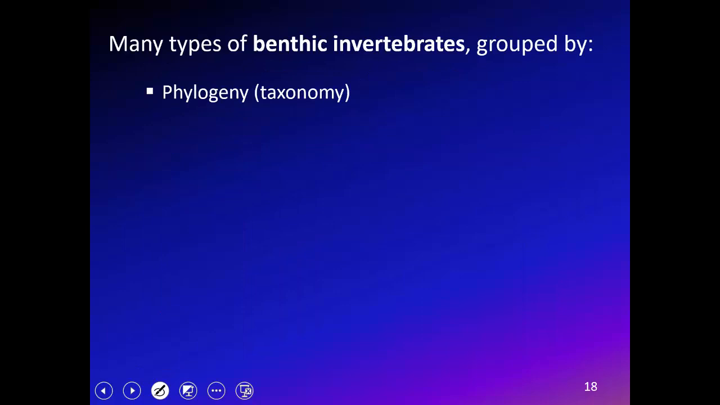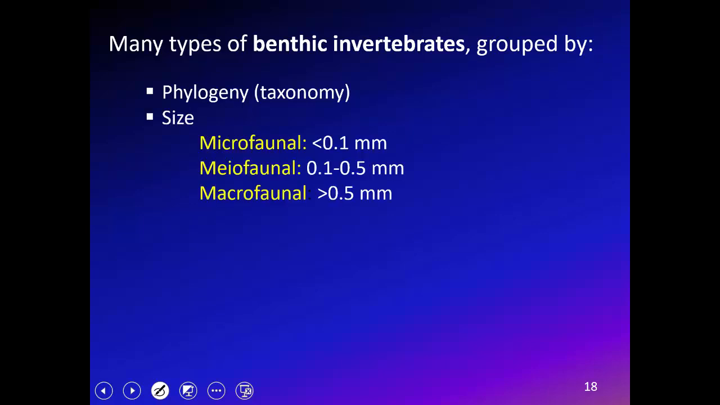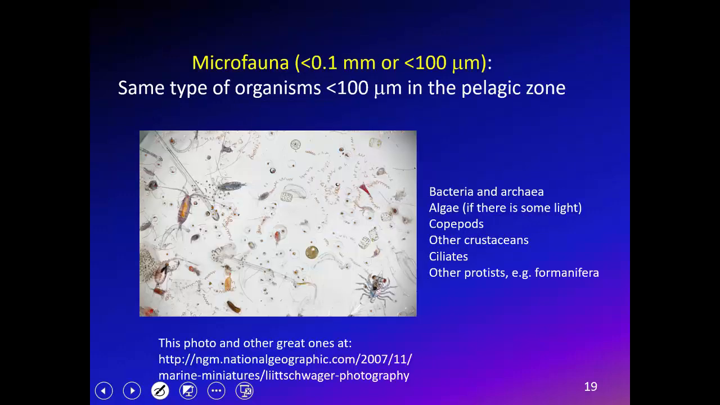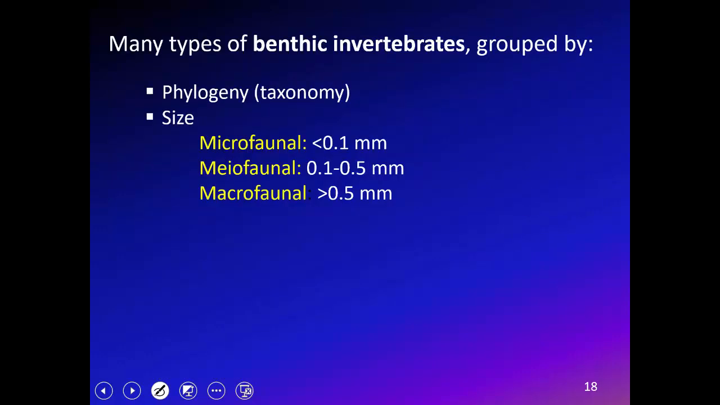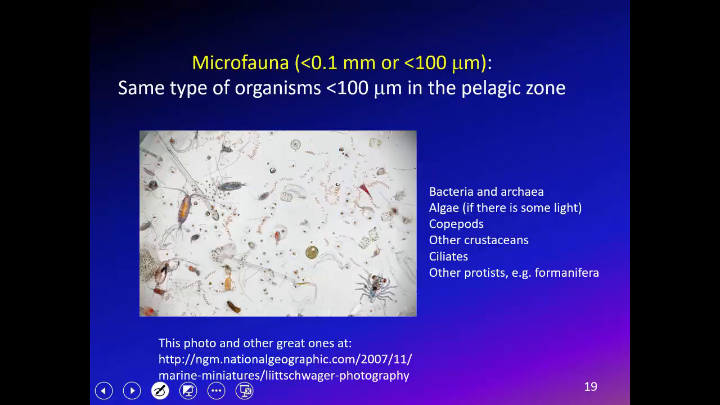And just as we've seen already, starting with the zooplankton and then other invertebrates down in the deep benthos, we can divide up these shallow benthic invertebrates by phylogeny. That is just their taxonomic name. And of course, we can divide them up by size. And we'll see in a moment, we can divide them up in other ways. So size, I think in the past, I've started with the biggest and gone down to the smallest. Let's start with the smallest and go up to the biggest.